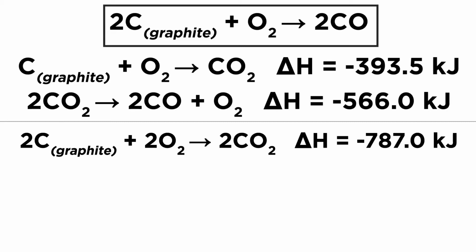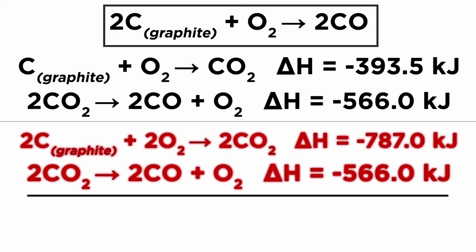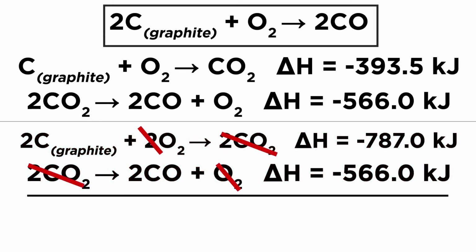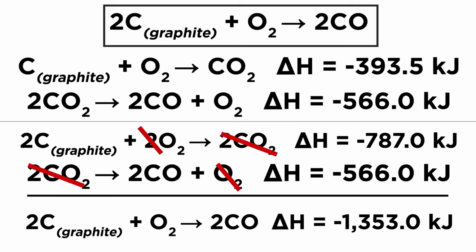Next, this other one has CO on the right, where we want it, and in the right amount. So all we need to do is add these equations together. The O2 and CO2 will cancel because they are present in the same amounts on both sides, and we are left with the substances in our original equation.